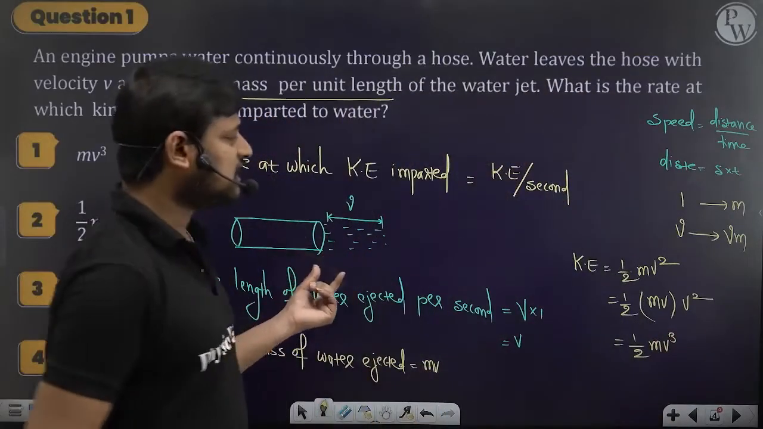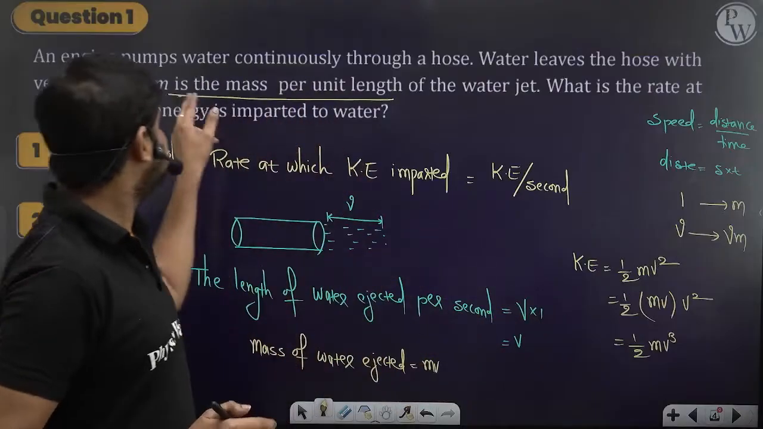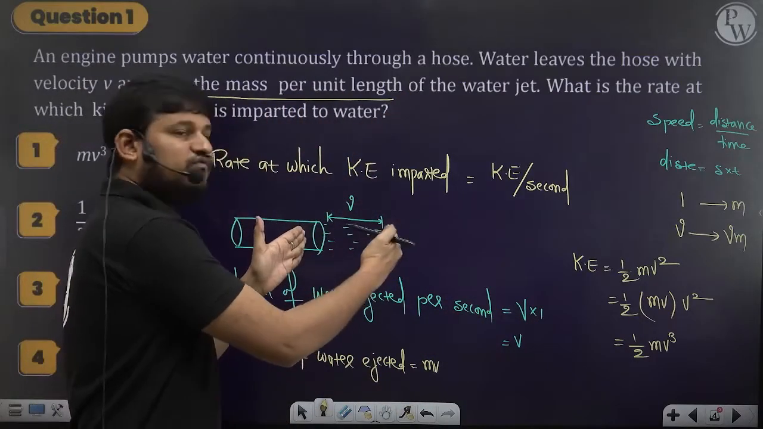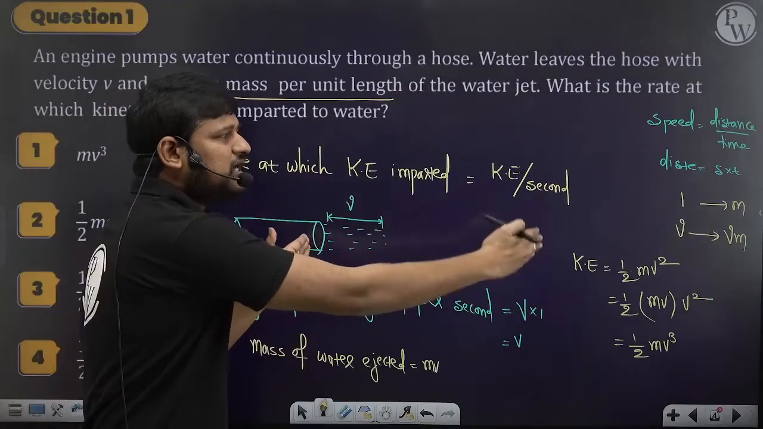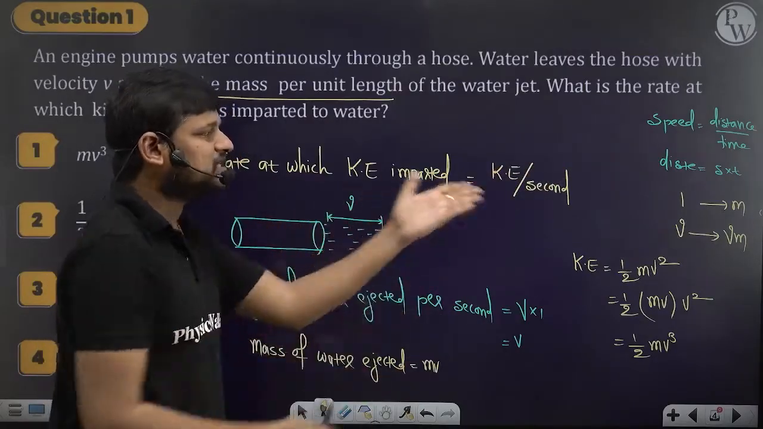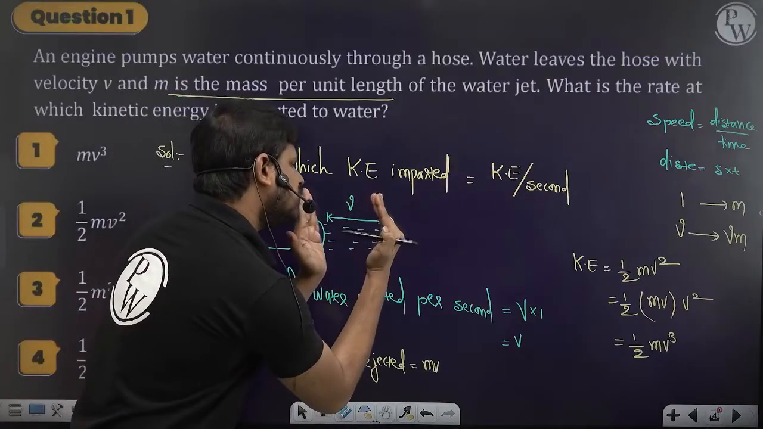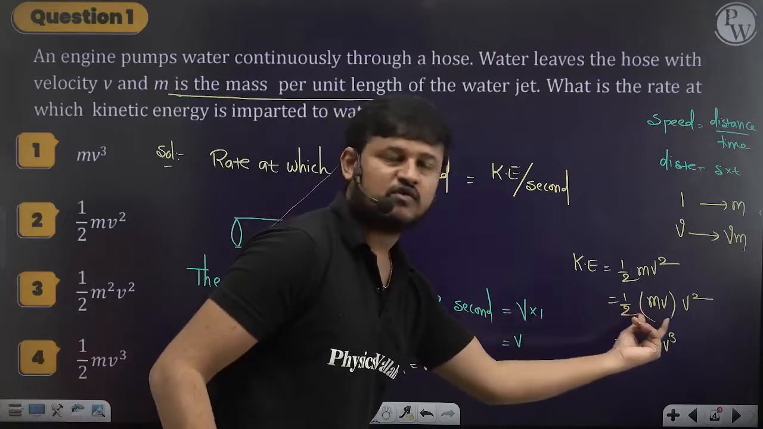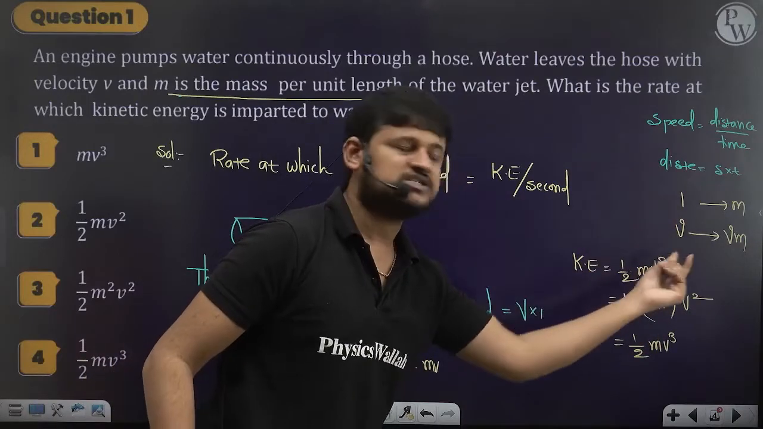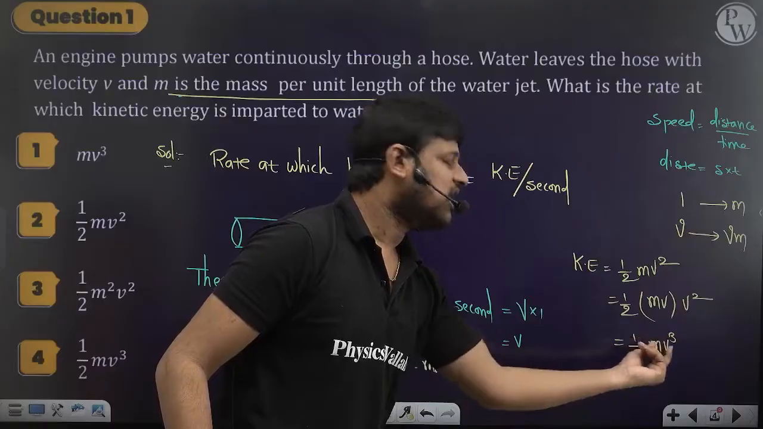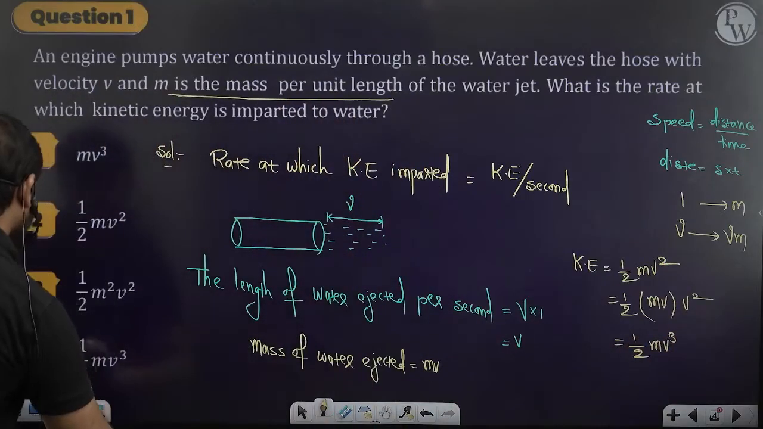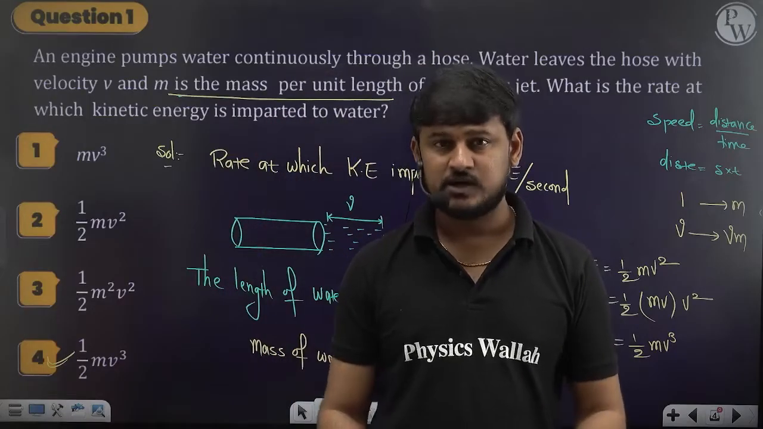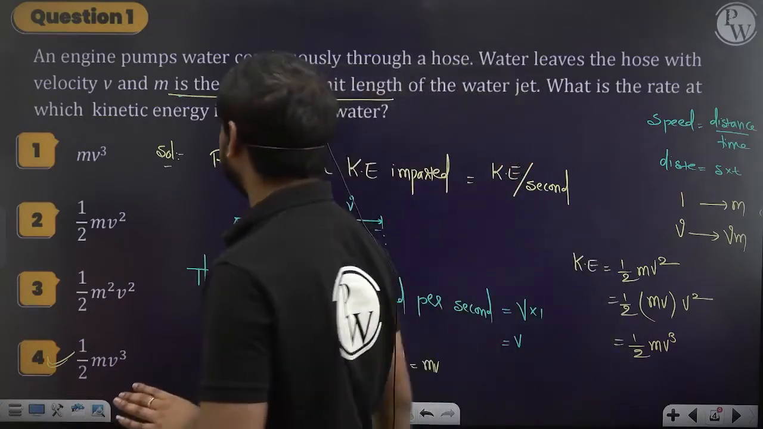So why are we not taking mass as m, sir? Because the mass is changing per unit length. In 1 second the water ejected is of v length. For 1 unit the mass is m, for v units the mass is going to be vm. So that means this total water ejected has the mass of vm. So that vm is the mass of water ejected, into the ejected water's velocity v square. So that's why half mv cube. So option four is the correct answer, guys. Understood the concept, everyone? Chalo. So let's go for the next question.